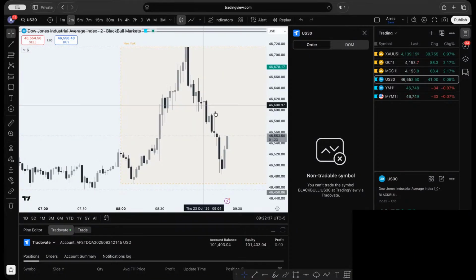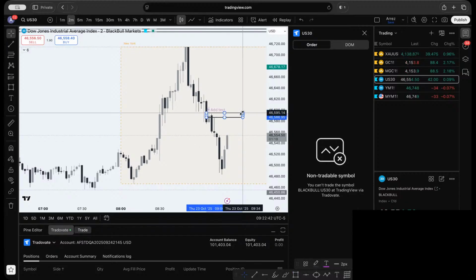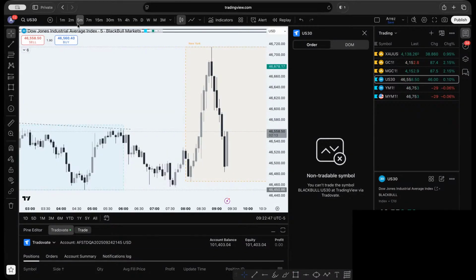Let's see, what does the 2 minute look like? On the 2 minute, technically this would still need to break in order for us to be bullish. Let's see what it looks like on the 5 minute.